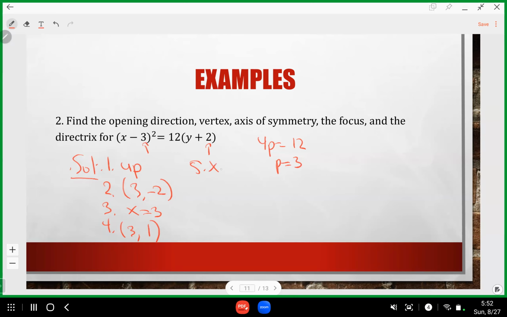Y is going to be equal to k minus p. So it's 2 minus 3, which is -1.